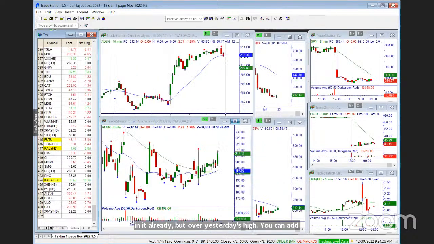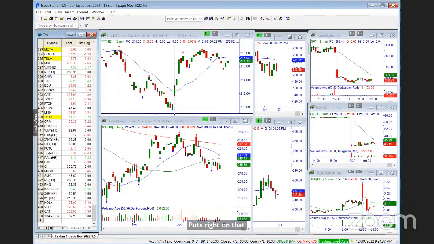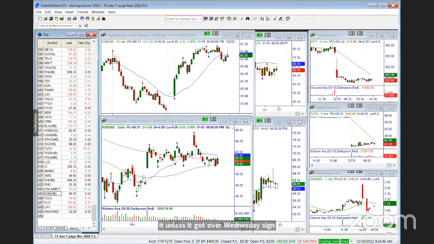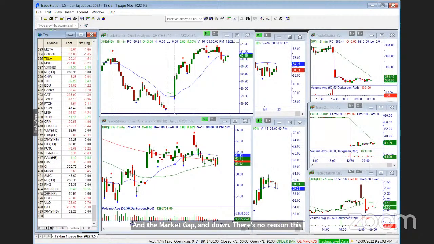Algen, looks like it's gapping down a little bit. We sold the 197.50 put spread on that yesterday. Transports, wouldn't touch it unless it got over Wednesday's high. Housing a tad stronger to 180 reversal, deep into resistance over yesterday's high, if that happens. Even with rising interest rates, I'm going to set an alarm at 61.10 and the market gapping down. There's no reason this should take out yesterday's high. But there's my alarm.